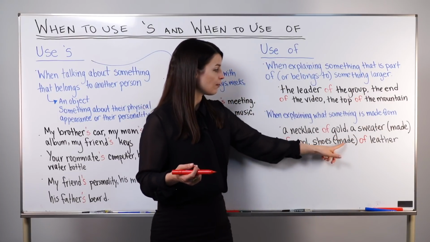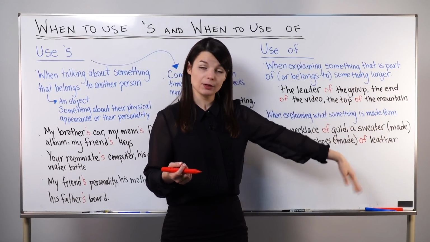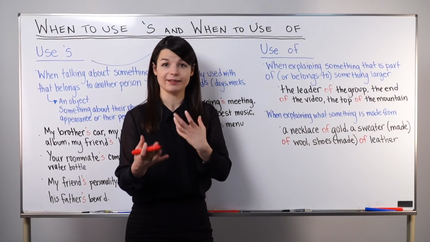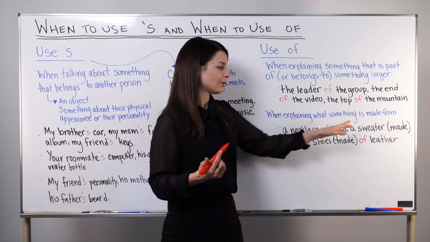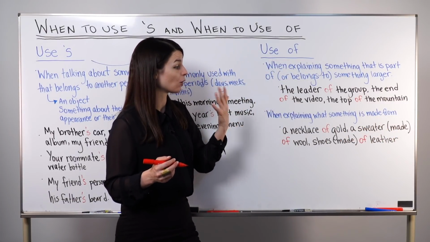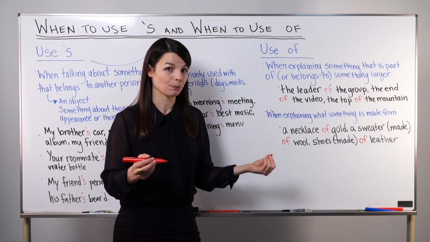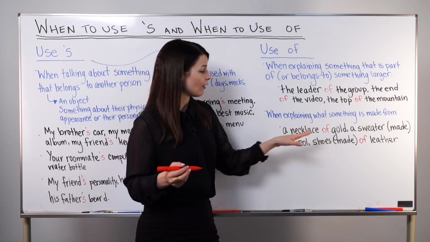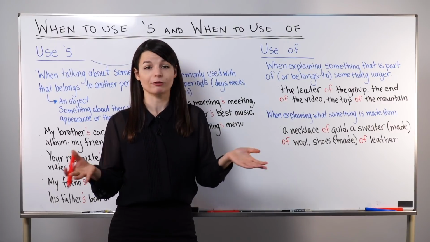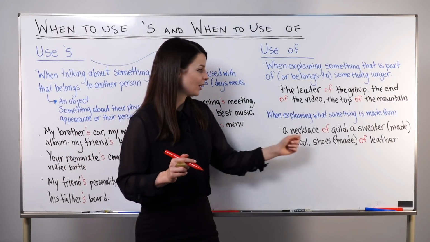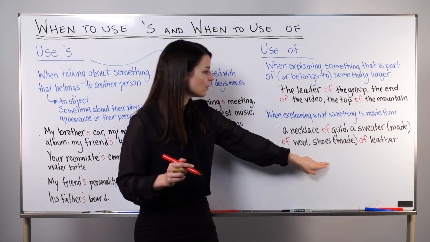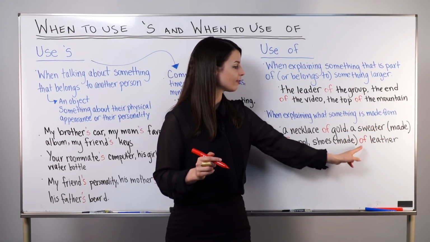You'll notice that I've got "made" in parentheses here. We can drop that "made" because this use of "of" is showing us what something is made from. So not everybody chooses to include "made", but you can. So a necklace of gold means a necklace made from gold. A sweater made of wool means a sweater made from wool. So that's another way to say it. Both are fine. You can choose which you prefer. Shoes made of leather. So we're connecting the material to the object with "of" here.